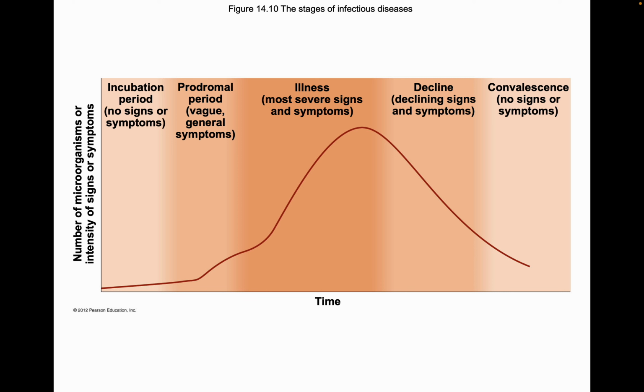And then after some time, the prodromal period comes next. This is when you have vague general symptoms, you're just not feeling quite right. And then you move into the illness stage. This is where you're the most sick, with the most severe signs and symptoms. As your immune system kicks in or you begin to get proper treatment, you enter the decline phase. This is when symptoms and signs are less severe, declining with time. And then finally, convalescence is when there are no signs or symptoms.